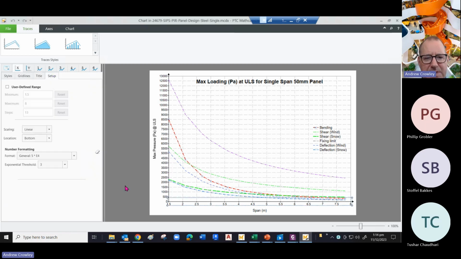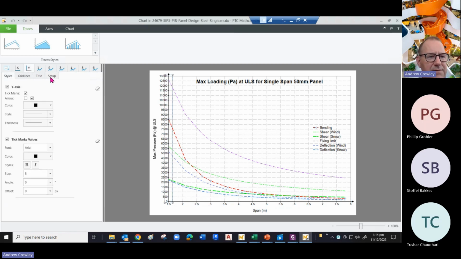What's the setup? Now sometimes the default setup will work, which in this case it has. It started at 1.5 and gone through to 8 and gives us 13 steps in between. If you want, you can rearrange that. Okay, so that was the X. Now let's look at the Y. Again, you have a setup.